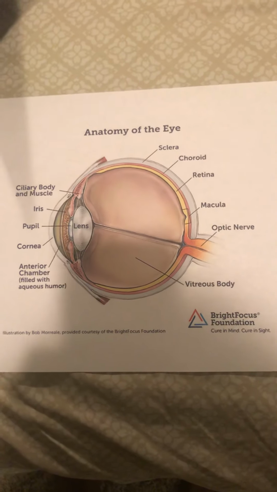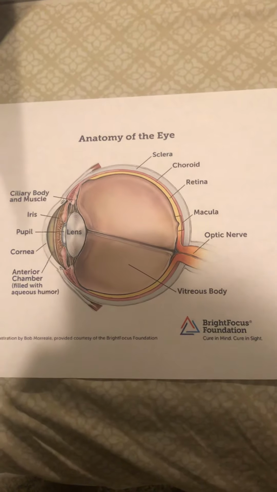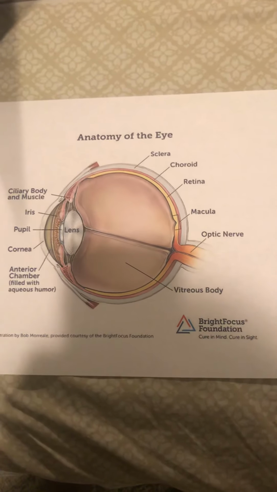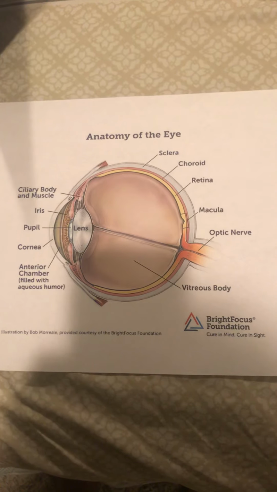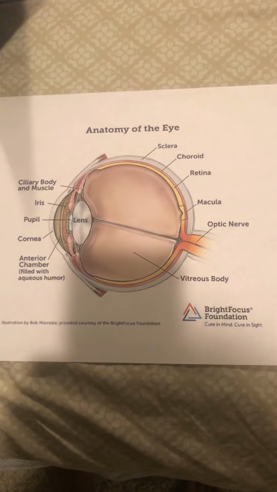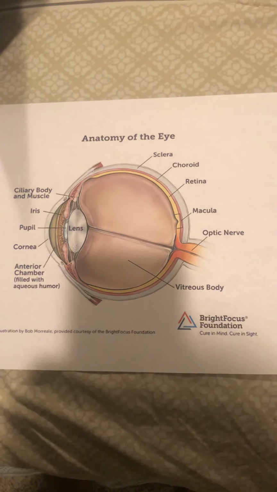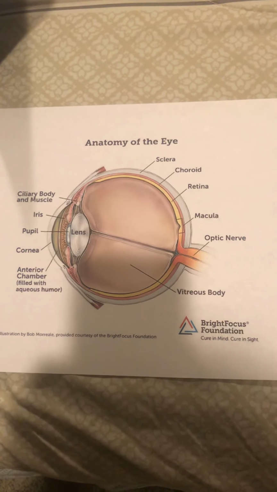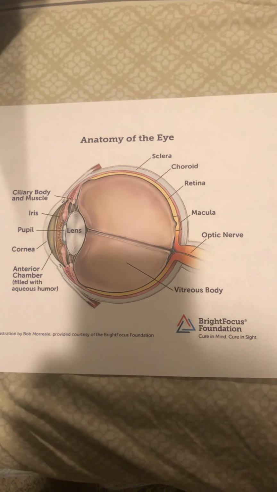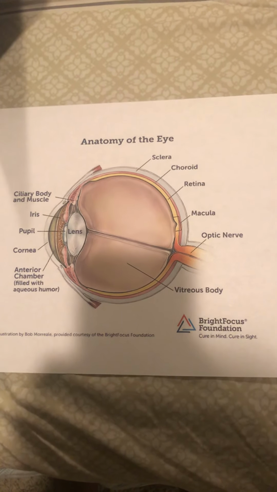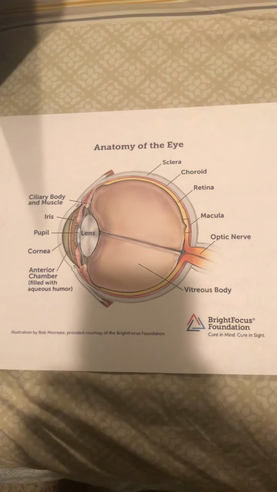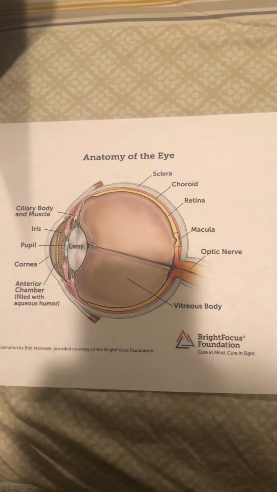The eye has different sections. We have the sclera, we have the choroid. The choroid is the layer of the eye behind the retina. The aqueous humor is the fluid produced in the eye. The cones are the photoreceptor nerve cells present in the macula. The cornea is the outer transparent structure of the front of the eye that covers the iris.